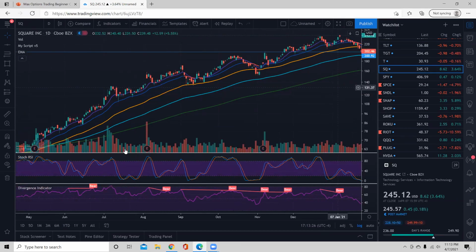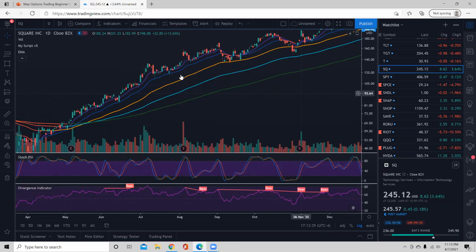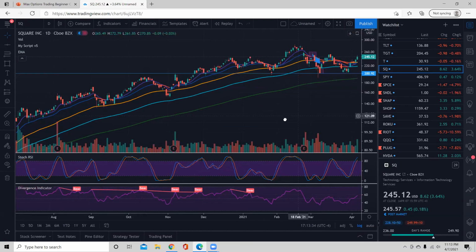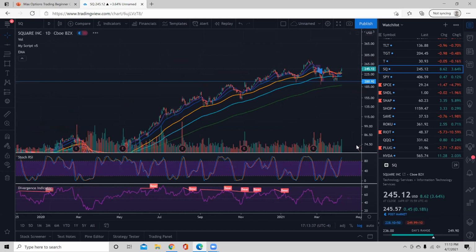This is it. You see this healthy uptrend here? Look at it, riding the 9 and the 21, tested the 50, tested the 50, tested the 50. You can see it's beautiful here. So that's what we're looking for, ladies and gentlemen.